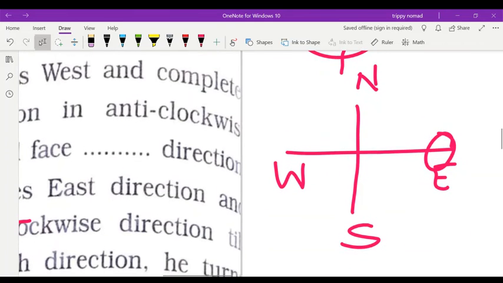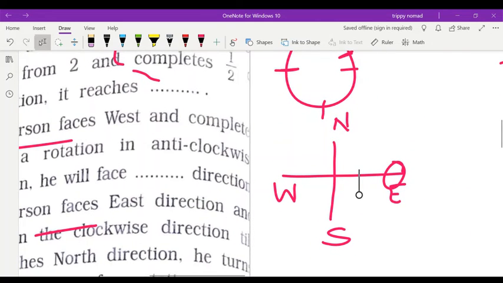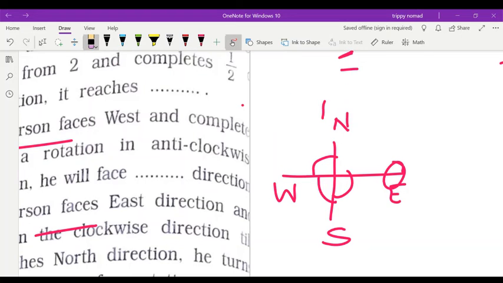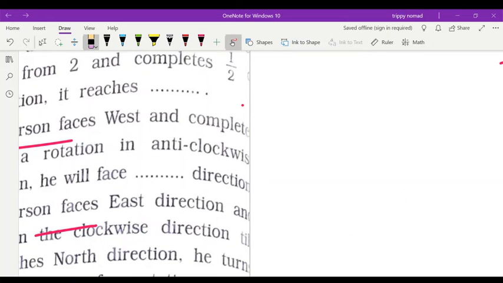So this is 1/4, you see here, children. This is 1/4, this is 2/4, and when it reaches north, then it will complete 3/4 of rotation. I hope you understood. The answer will be 3/4. Let me rub all these and you wait for the next question.